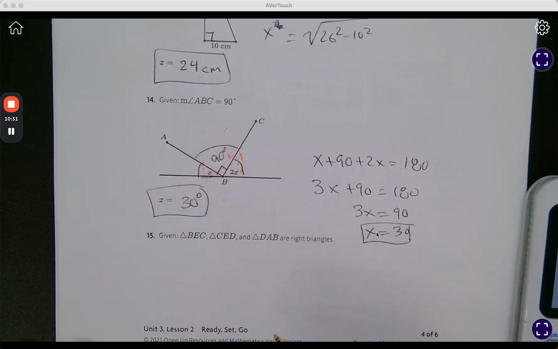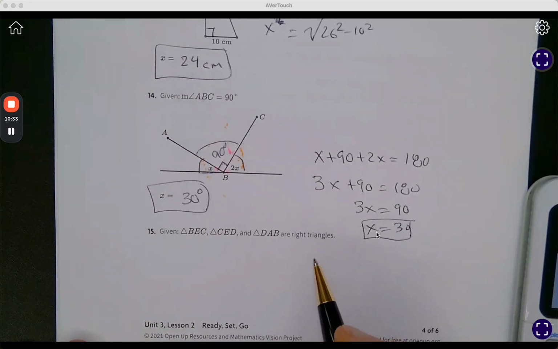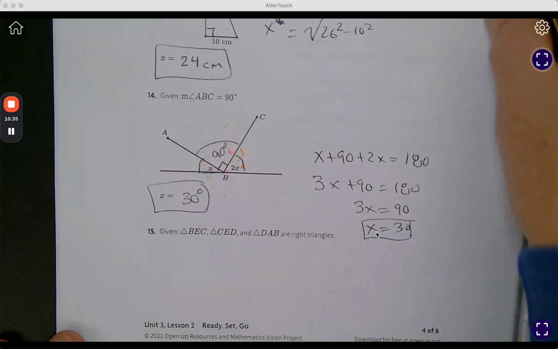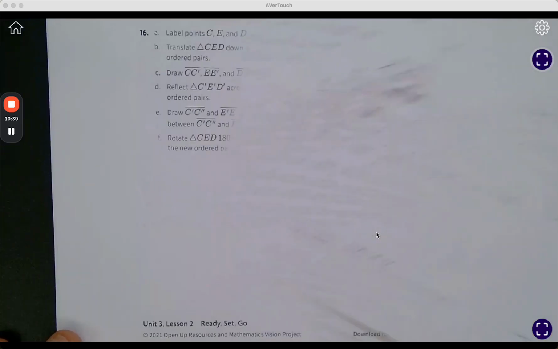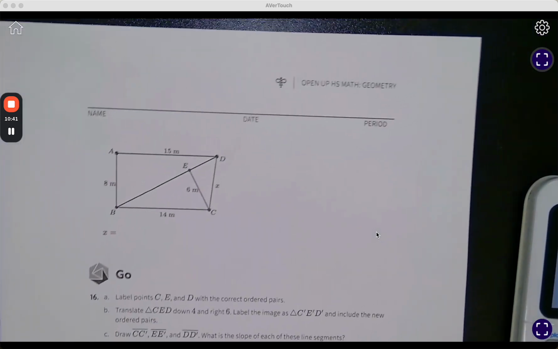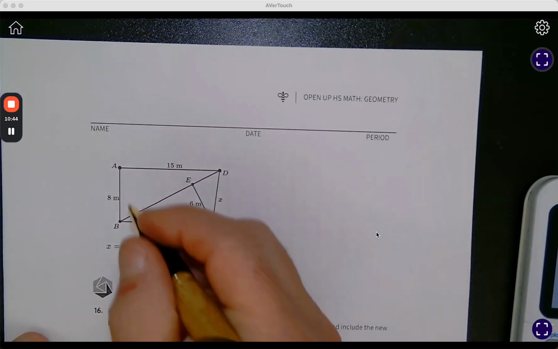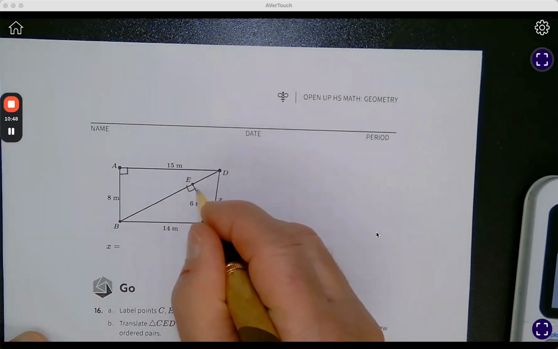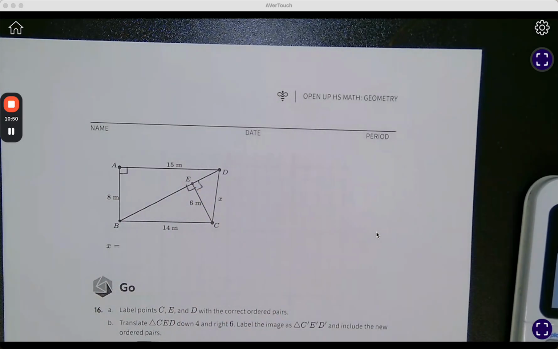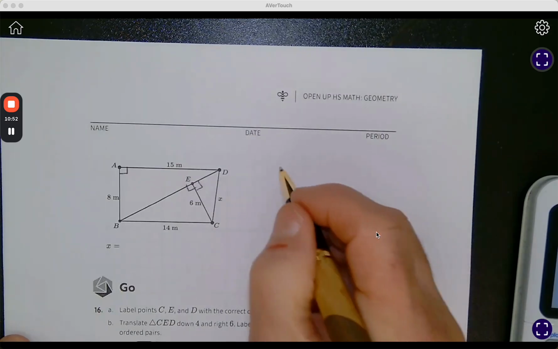15, given triangle BEC and CED and DAB are right triangles. Okay? I don't see any right triangles right there. Oh, there they are. Okay, so they told me that's a right triangle, that's a right triangle, and that's a right triangle. All right, the first thing I'm going to do is I'm going to find BD.